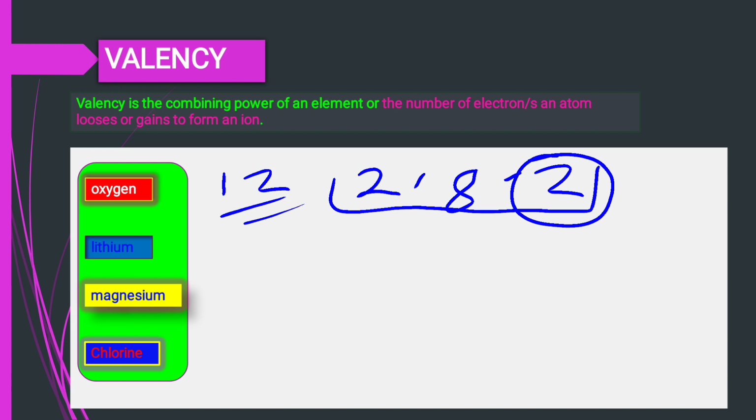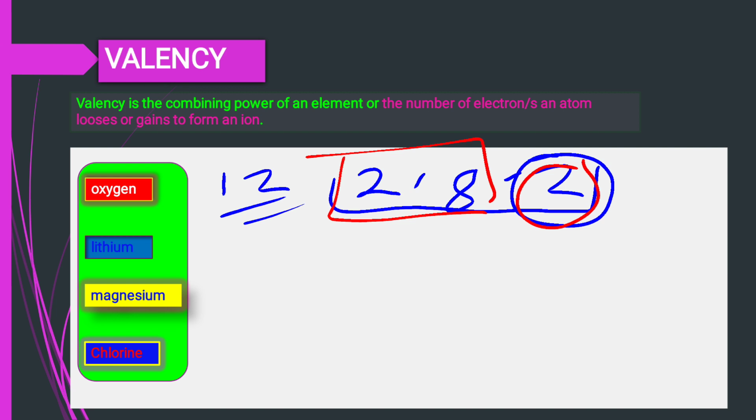If its valency is 2, then the ion of magnesium will have an electron configuration of 2:8. Ideally, the number 2 here is the number of electrons that magnesium requires to form an ion.